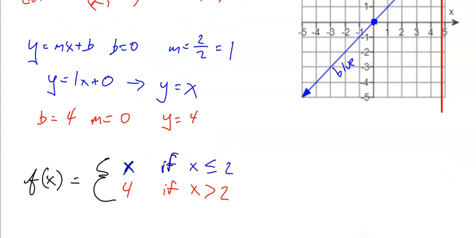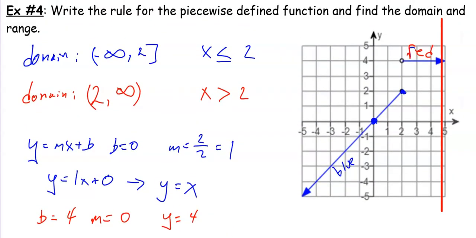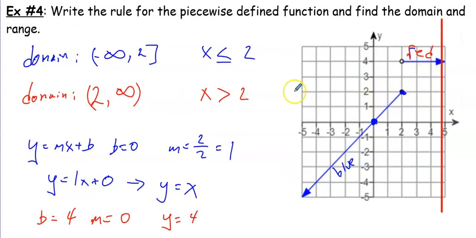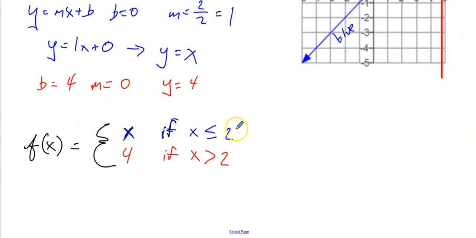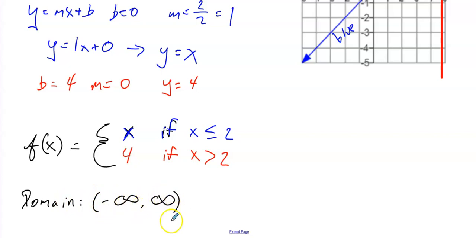And then we wanted to write the domain. What numbers can I plug into the function as a whole? I can plug into either one of these. So my domain is going to go from negative infinity to positive infinity, because no matter what x value I plug in, I get out a real y value.